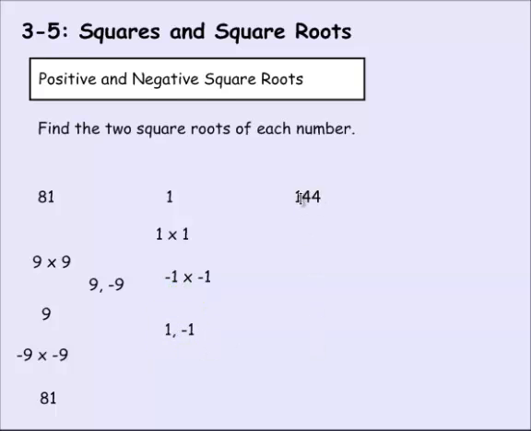Here we have positive 144. I know that 12 times 12 is 144. So there's positive 12 as my square root. And then negative 12 times negative 12 will also make a positive 144. So my two answers here would be 12 and negative 12.